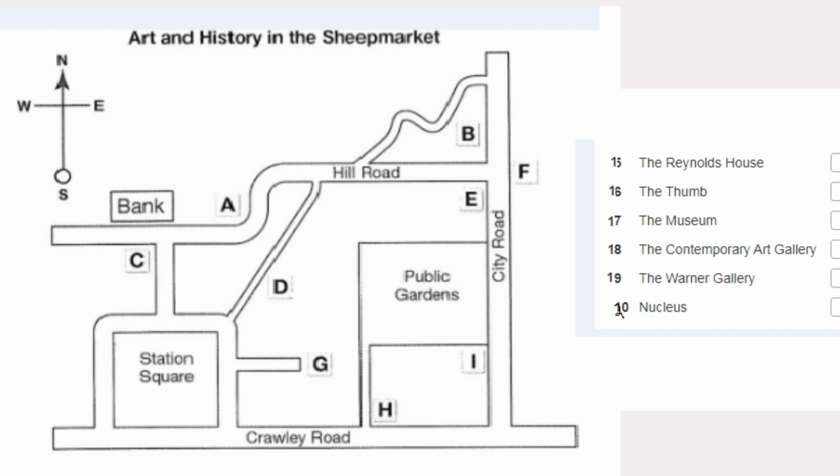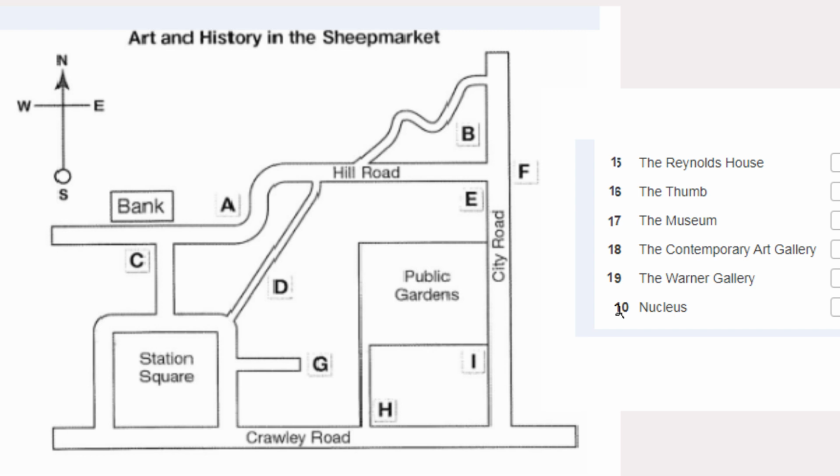You'll see it on Hill Road, across the road from the bank. The museum's got a particularly fine collection of New Zealand landscapes. It's on the east side of the sheep market, on City Road. It's on the other side of the road from the public gardens, immediately facing the junction with Hill Road. The Contemporary Art Gallery is on a little road that leads off Station Square, not far from the public gardens. The road ends at the gallery. It doesn't go anywhere else. That's open every day except Mondays.